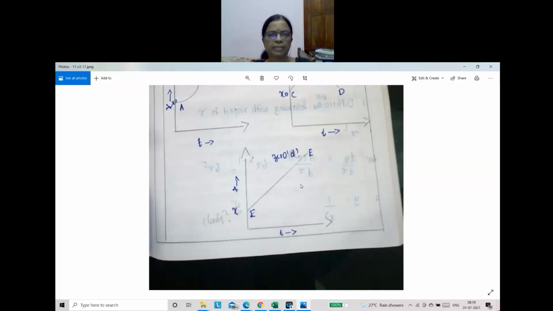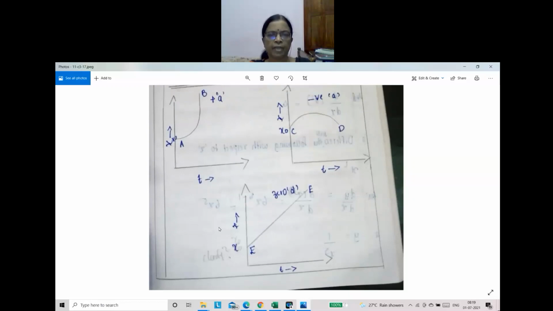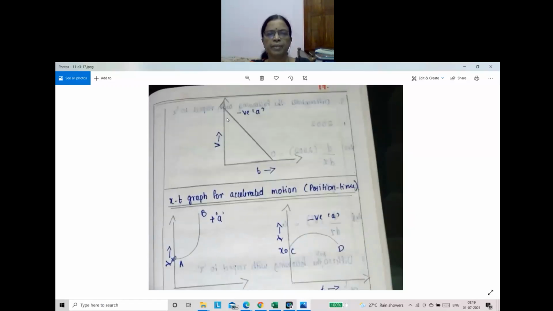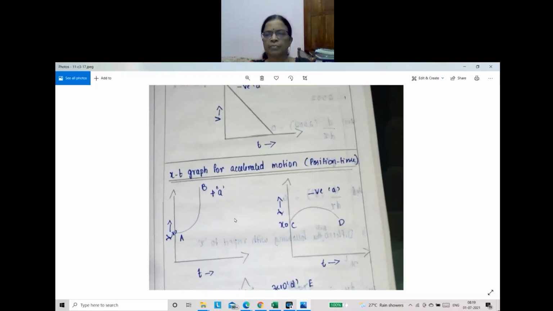That is the importance of this graph. Just by seeing the graph, you are able to tell this is positive acceleration, this is negative acceleration, and this is zero acceleration, the body moving with uniform velocity. Just by seeing this, you will be able to tell this is negative, velocity is decreasing, negative acceleration. So that is the importance of the graph. Just by seeing the graph, you are able to tell what type of motion the body has.